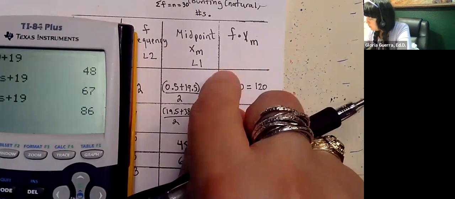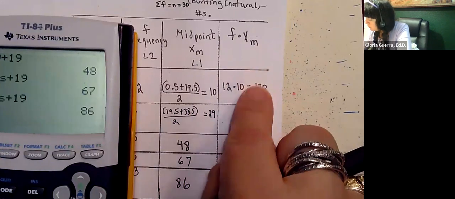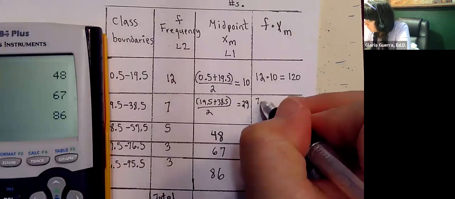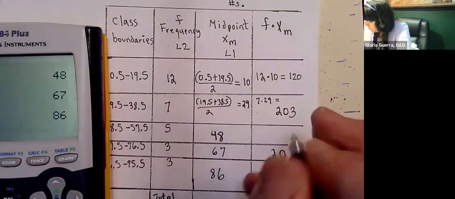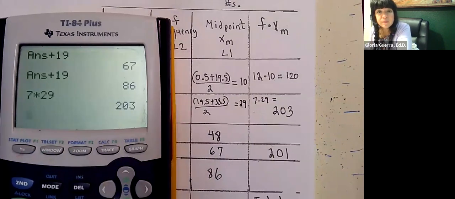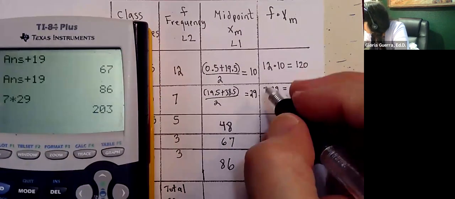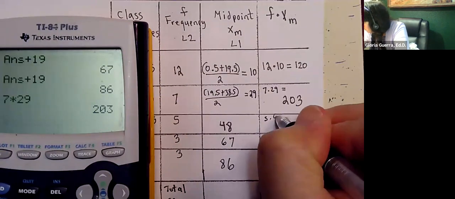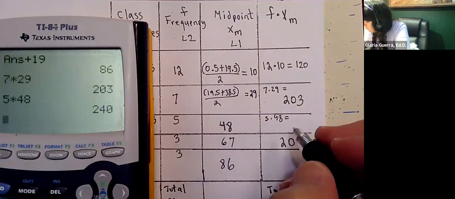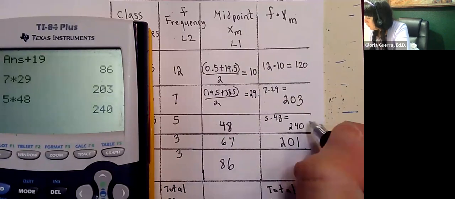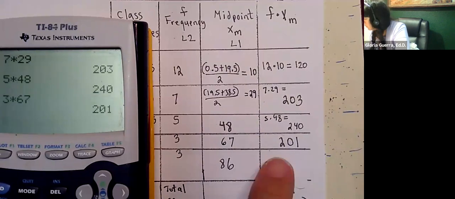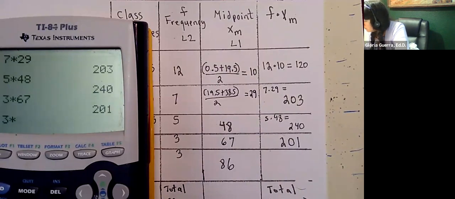Now here are your products, frequency times the midpoint. 12 times 10. Here we're looking at 7 times 29, which is 203. See that? This one is 5 times 48, 240. Yeah, so you see 3 times 67, 3 times 86.